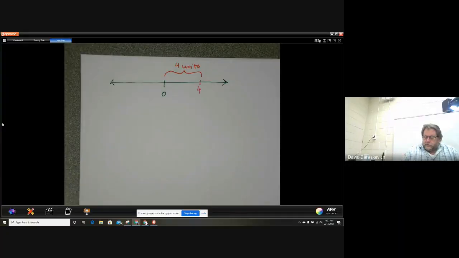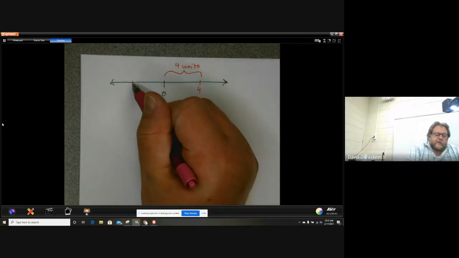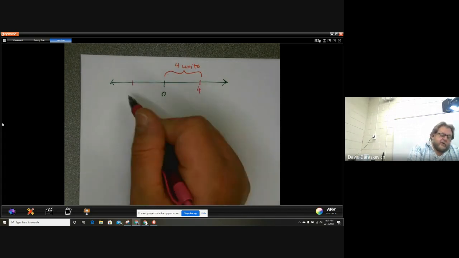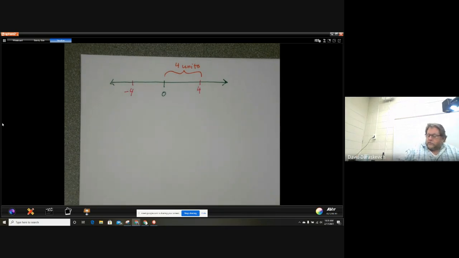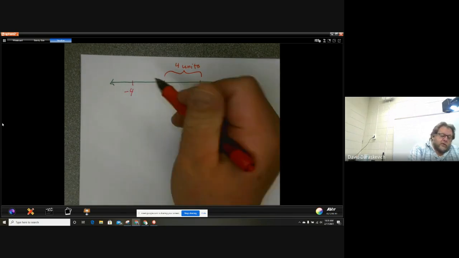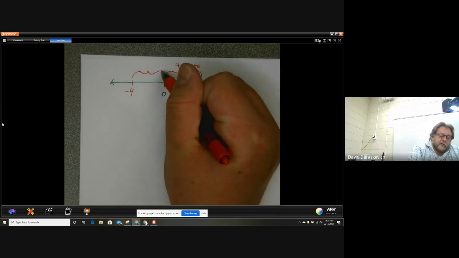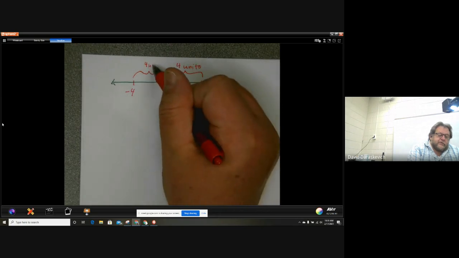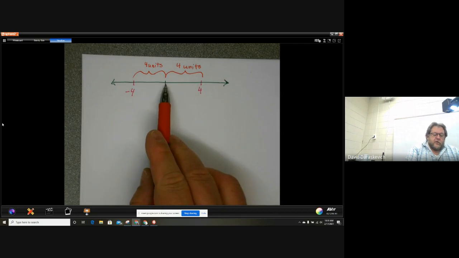However, we have to consider another 4 units going the other way, and we end up at -4. So for anything dealing with absolute value, we have to consider 2 scenarios. Okay, we have to consider going to the +4 and to the -4.